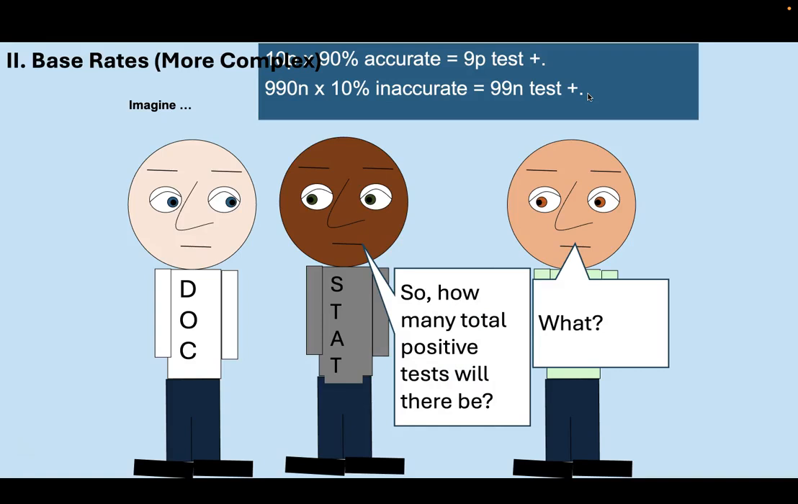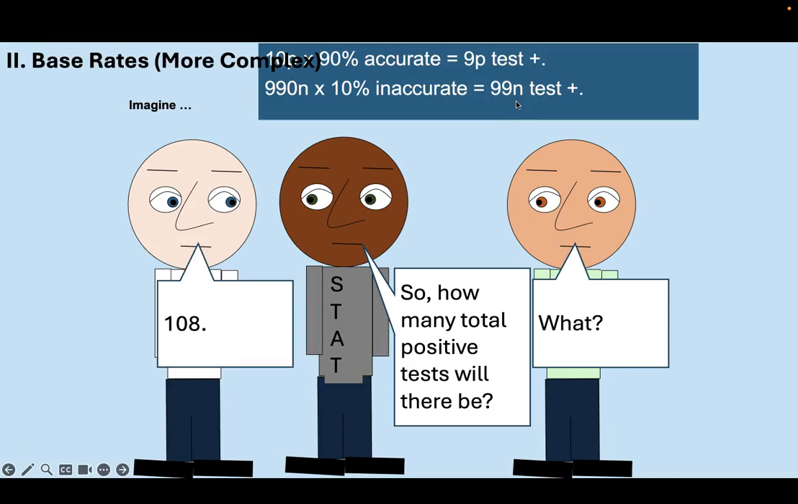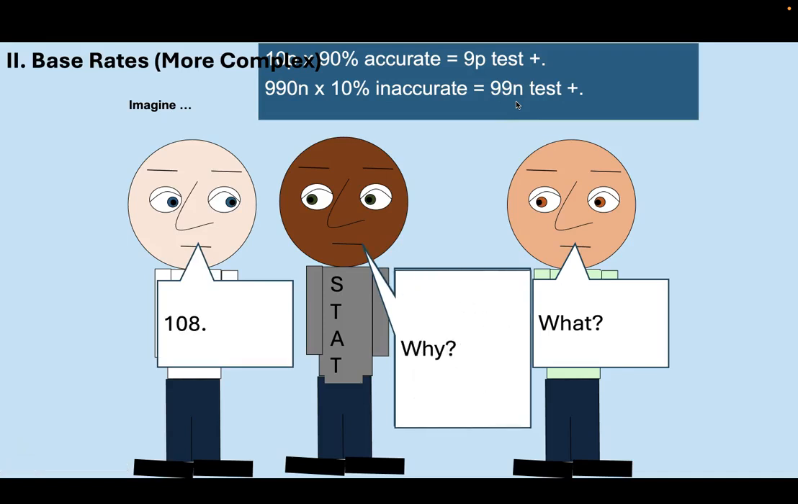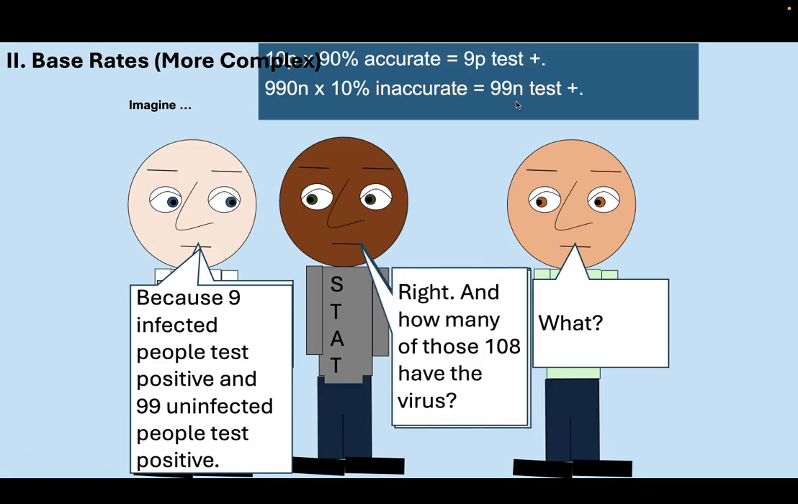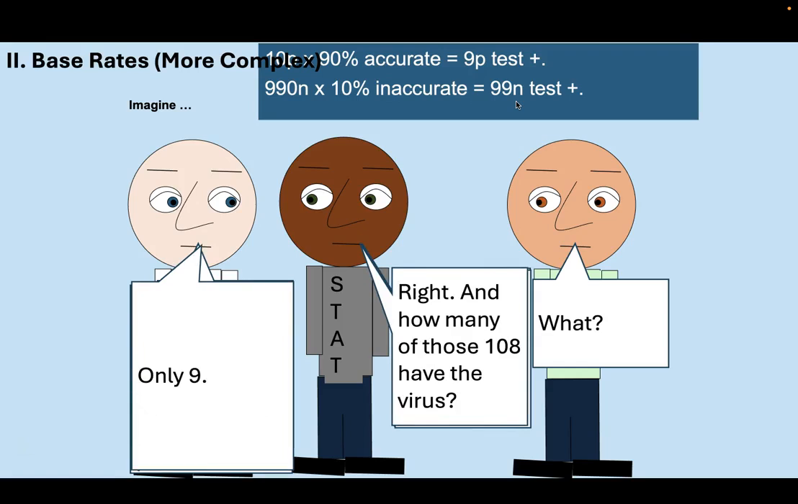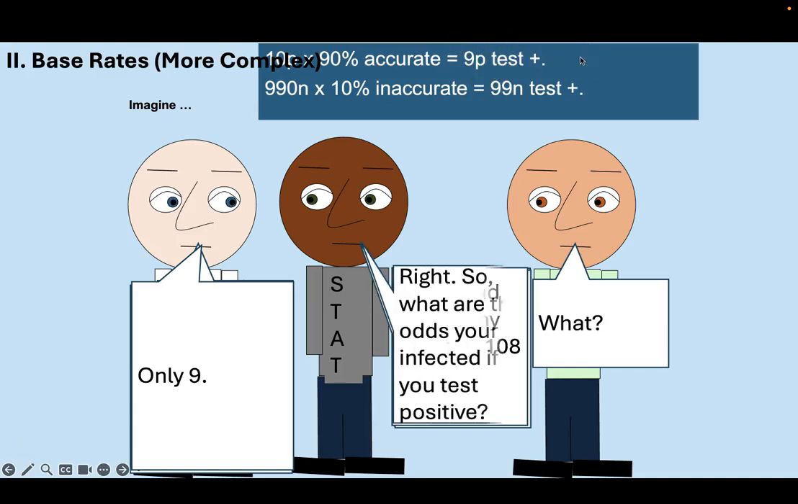So how many total positive tests do we have? Well, we have the 9 positive tests from people who are positive and the 99 positive tests from people who are negative. So 108. And the statistician says why, and the doctor says, well, 9 infected people test positive and 99 uninfected people test positive. Right. And how many of those 108 have the virus? Well, 9 of them, right? These 9 people up here. 9 of the positive tests come from people who actually have it.